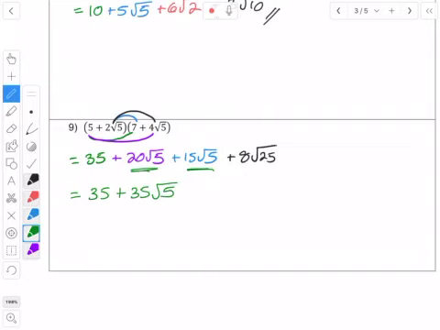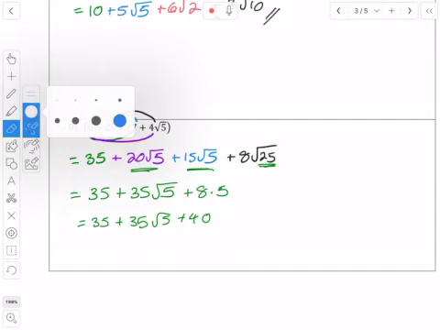And last, that I can also simplify that square root of 5. So this is 8 times 5. So I have 35 plus 35 square root of 5 plus 40. And I'm seeing that I have a mistake, small mistake right here.